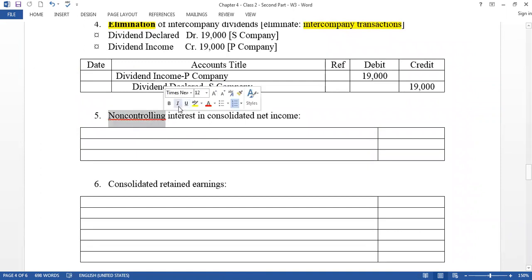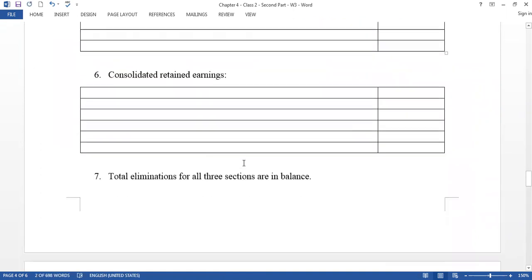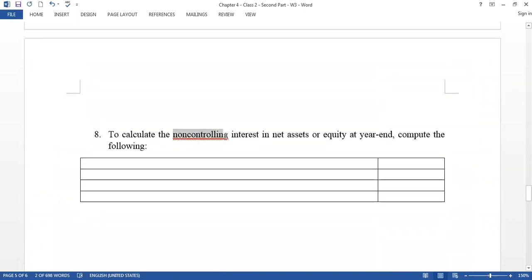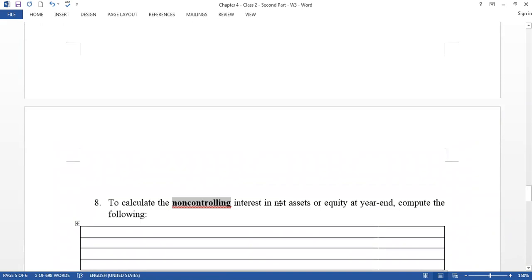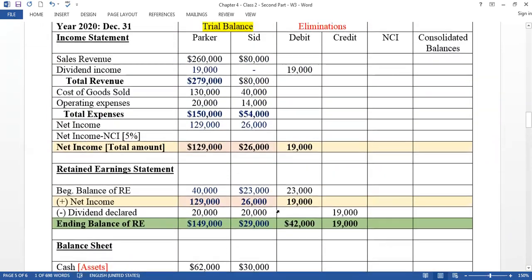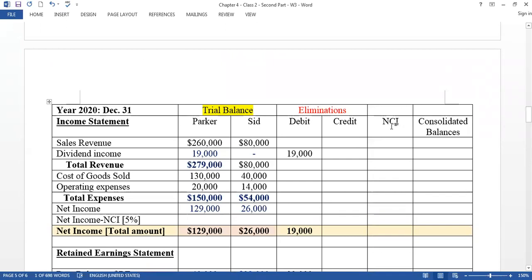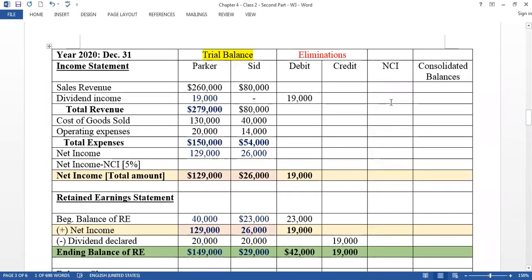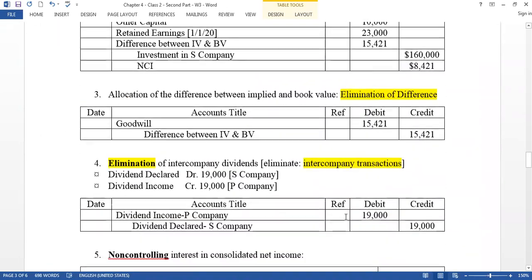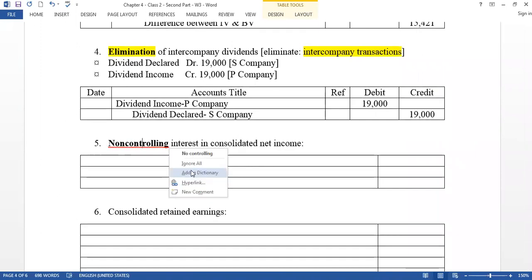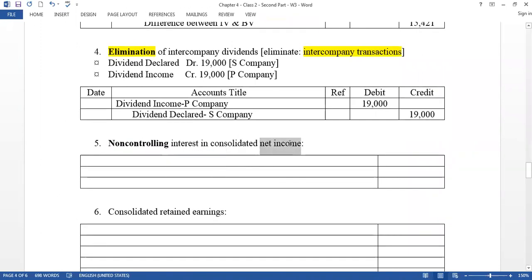think about the non-controlling interest income statement part and the non-controlling interest balance sheet part, because another important column of the worksheet is non-controlling interest. Some parts are related to the income statement, some parts are related to balance sheet equity accounts. Now we have to calculate them and put them under this column. First, come here. This is the non-controlling interest based on net income.